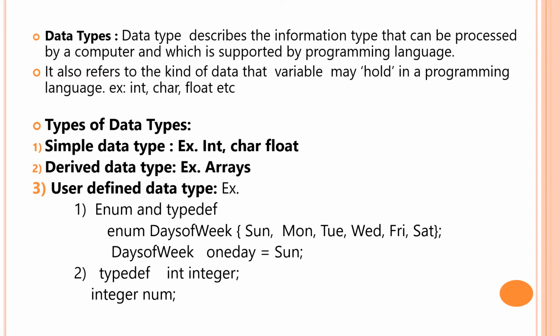Derived data types. These types are derived or constructed from the fundamental or basic data types. These are arrays, structures, unions, files, etc. For example, if we have to store many values of the same type, we will have to use arrays. Or if we want to store many values of different types, at that time we will use structures and unions.